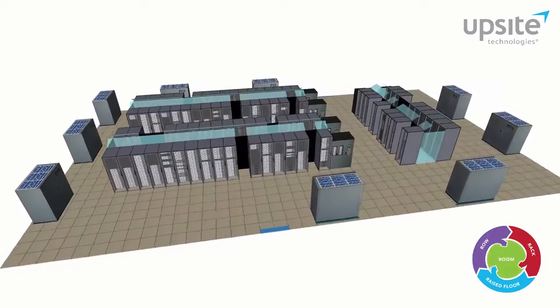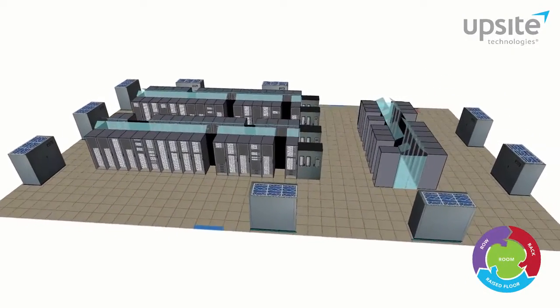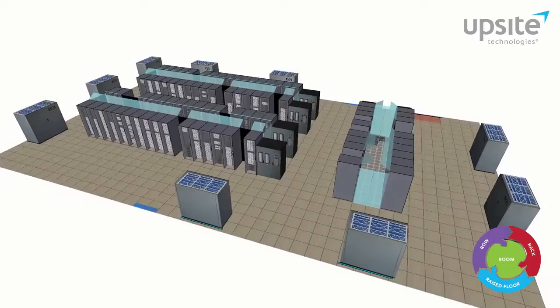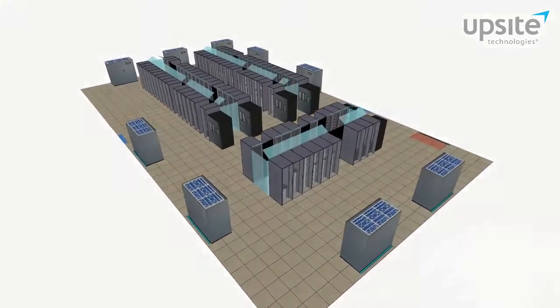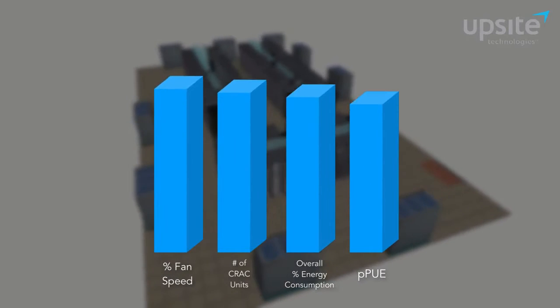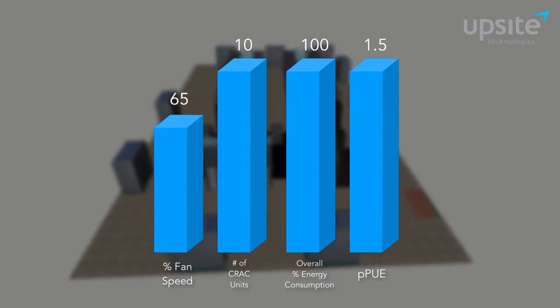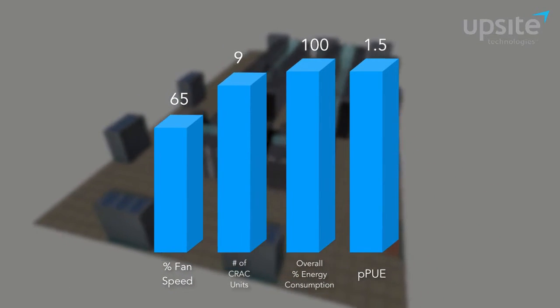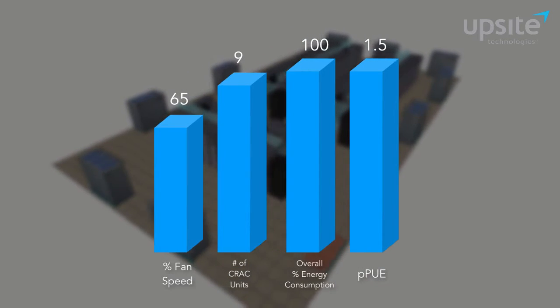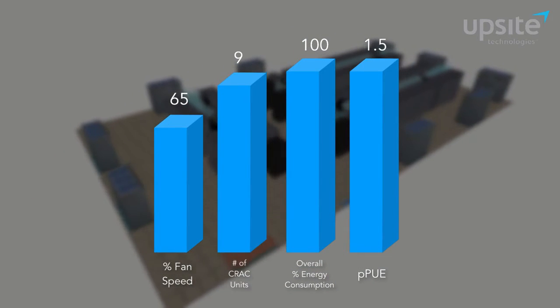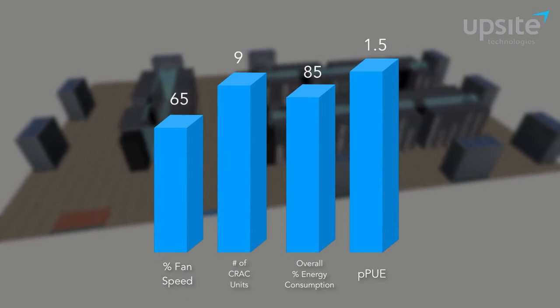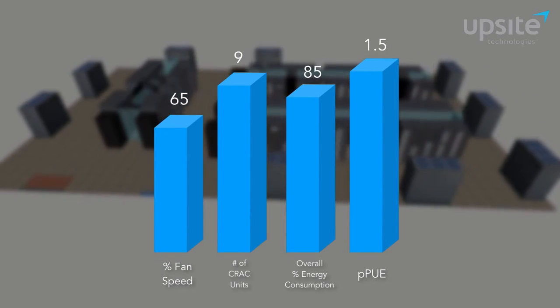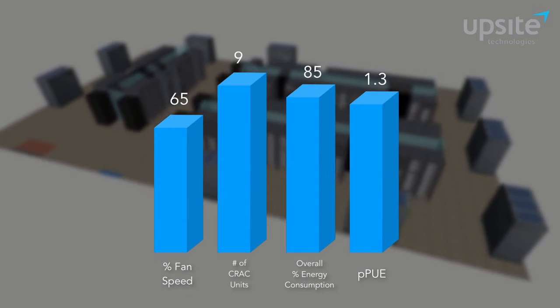Now that the floor and racks are sealed and the cold aisle is isolated, the full impact of the airflow management changes can be realized by making adjustments to the cooling infrastructure. The Upsite products allowed fan speeds to be reduced by 35% and one CRAC unit to be turned off. Additionally, the chiller system was able to reduce energy by 15%, and the partial PUE, including the chiller plant and cooling fans, changed from 1.5 to 1.3.